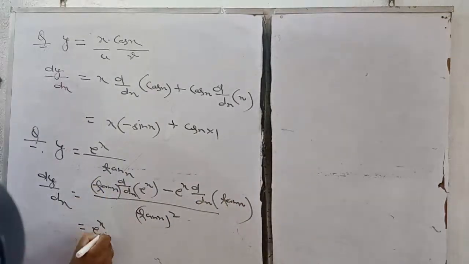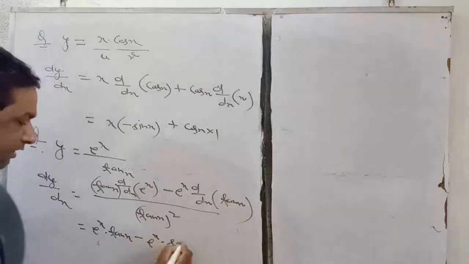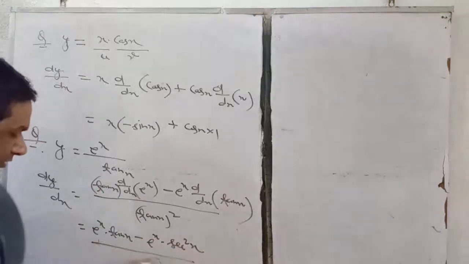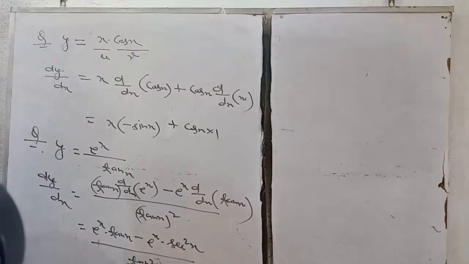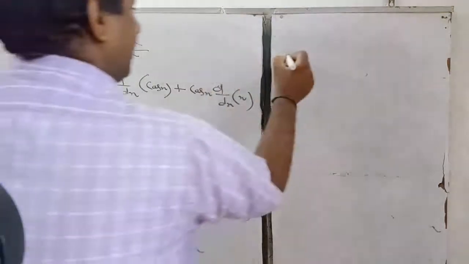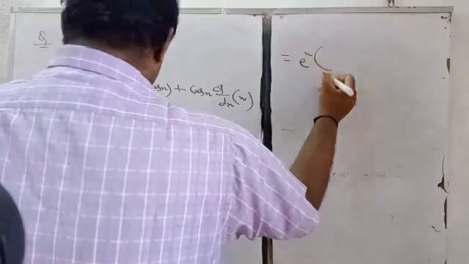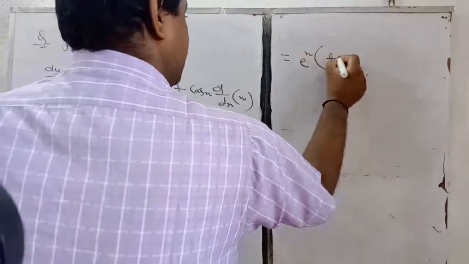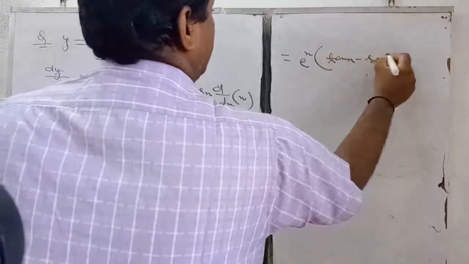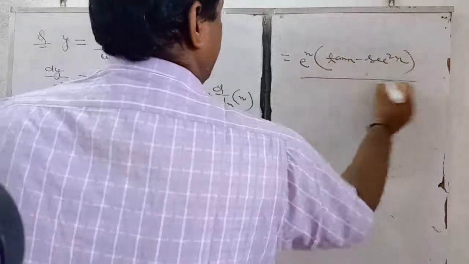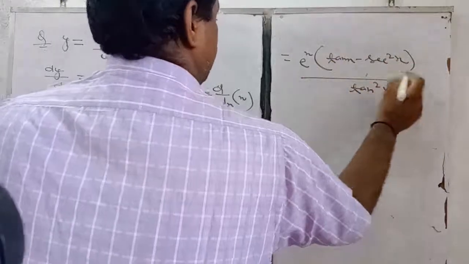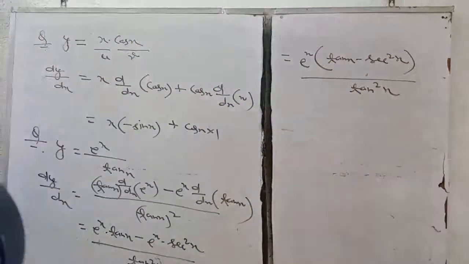So this is e to the power x into tan x minus e to the power x into sec square x, upon tan square x. If you take e to the power x common, our answer will be e to the power x into tan x minus sec square x, upon tan square x. This is based upon the quotient rule.